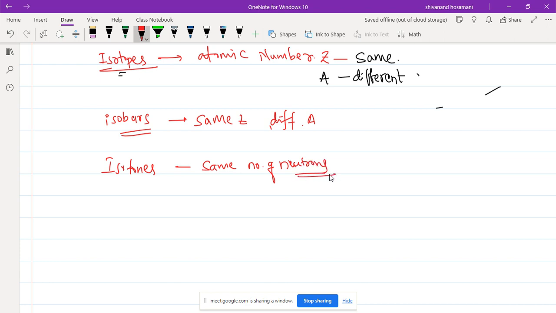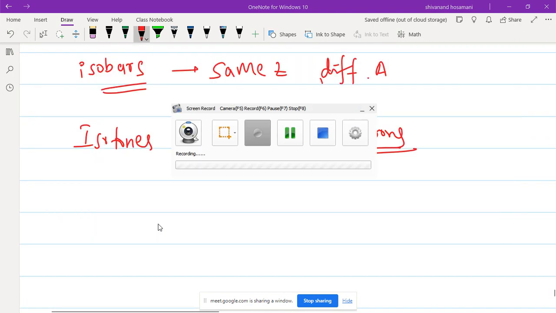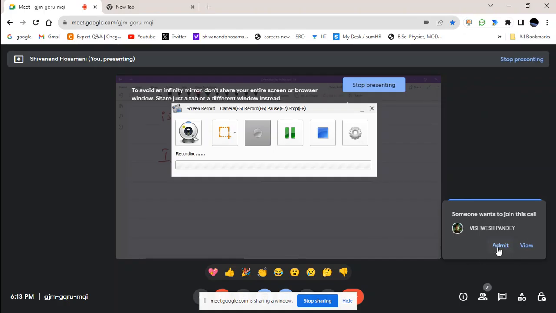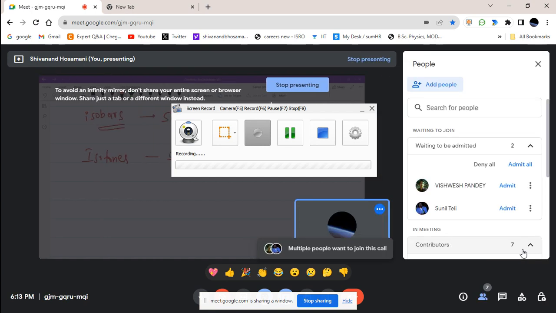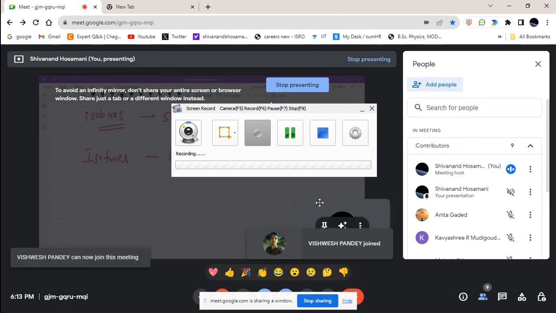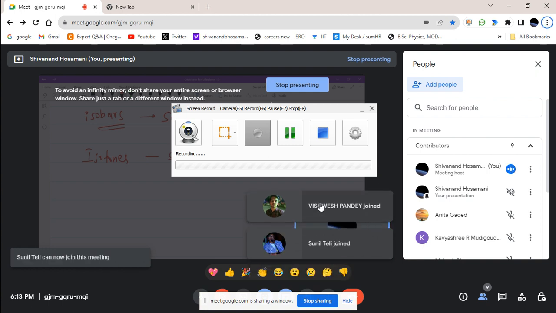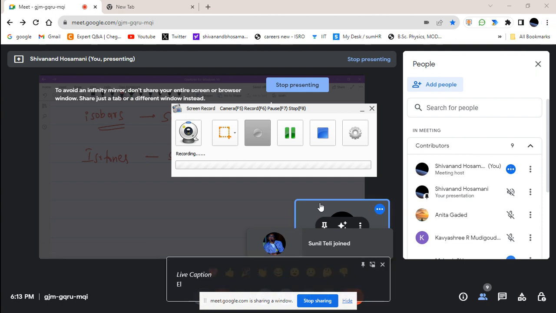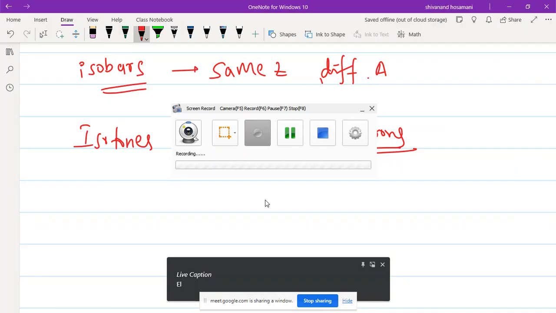Okay. Sir, isomers different Z. Isotopes means same Z, different A.